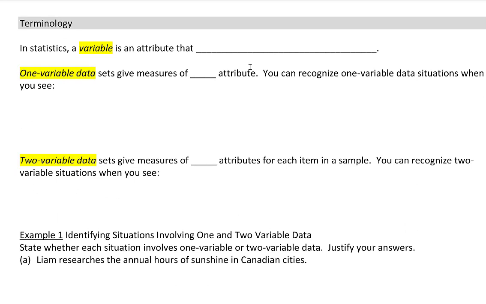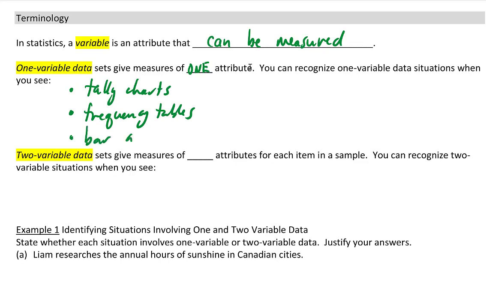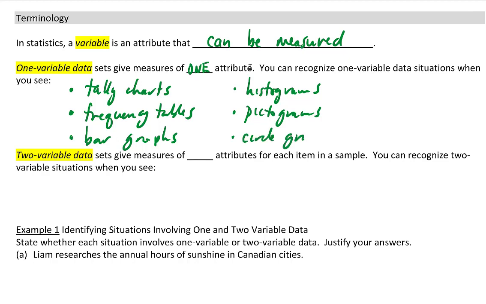Let's go through a bit of terminology. In statistics, a variable is an attribute that can be measured. 1 variable data gives measures of 1 attribute, and you can recognize it when you see tally charts, where you're keeping track of how many people like a certain food. Then we have frequency tables, bar graphs, histograms, which are similar to bar graphs, pictograms, and pie graphs or circle graphs. Those will usually represent 1 variable data.